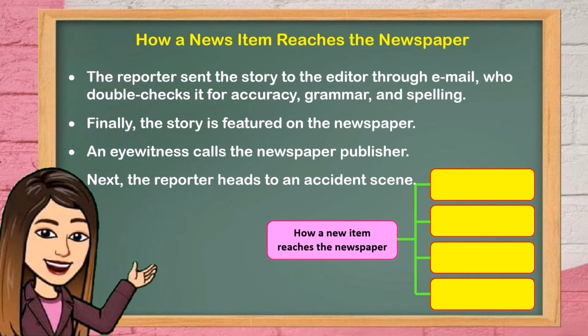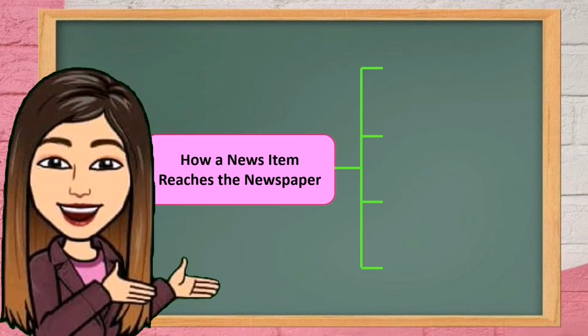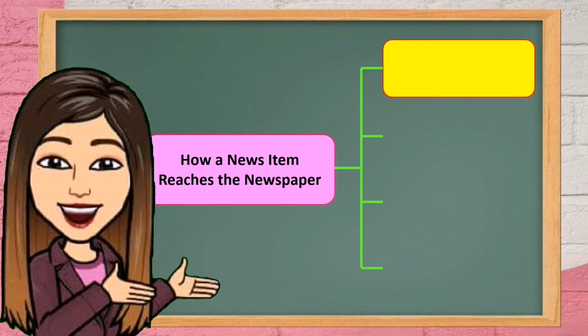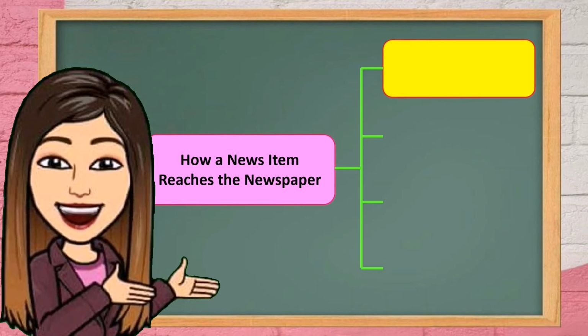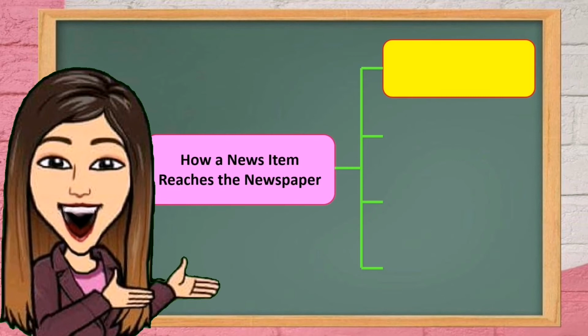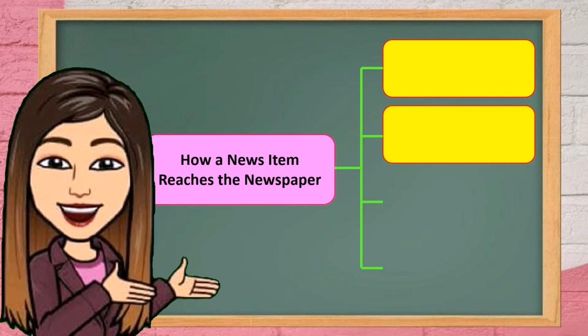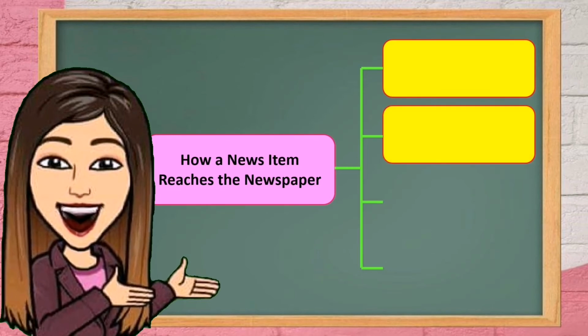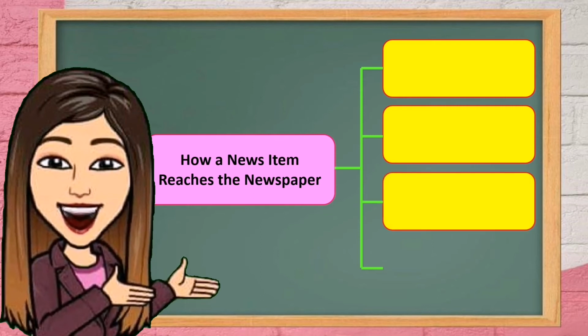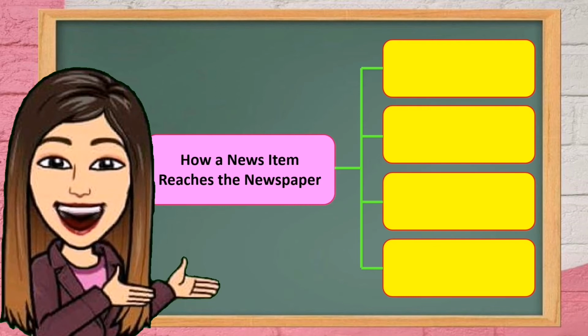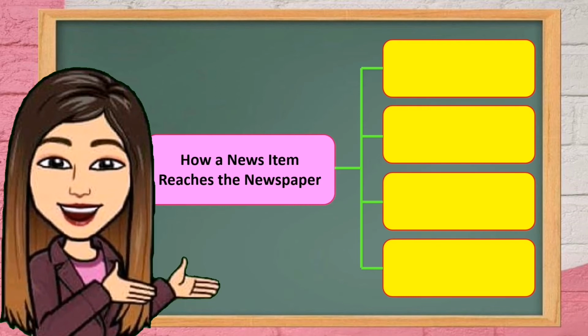correct order. Right here in the first box, the first event to happen on how a news item reaches the newspaper. And this box, the second box, is for the next event to happen. And this is for the third event to happen. And the last box is for the last event to happen. Good luck and enjoy this activity.